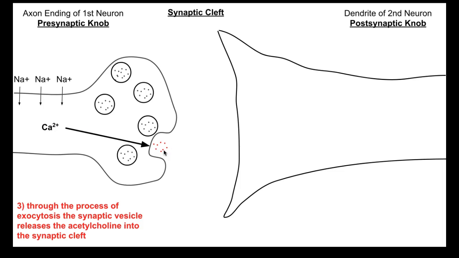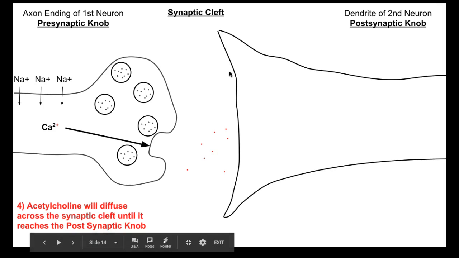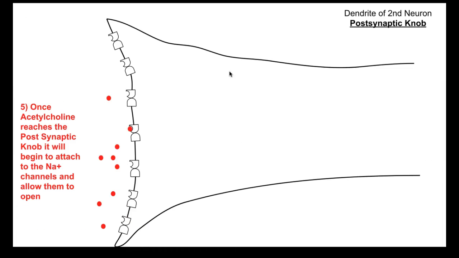Okay, now these acetylcholine are on the outside and can start to flow across into the synaptic cleft. So they're going to diffuse across and eventually make it to the postsynaptic knob. So I'm just going to zoom in on this postsynaptic knob because we need to see it a little bit more in depth.